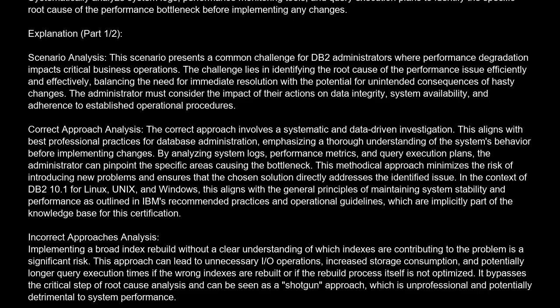Correct answer is D. Systematically analyze system logs, performance monitoring tools, and query execution plans to identify the specific root cause of the performance bottleneck before implementing any changes. Explanation. Scenario analysis. This scenario presents a common challenge for DB2 administrators where performance degradation impacts critical business operations. The challenge lies in identifying the root cause of the performance issue efficiently and effectively, balancing the need for immediate resolution with the potential for unintended consequences of hasty changes. The administrator must consider the impact of their actions on data integrity, system availability, and adherence to established operational procedures.